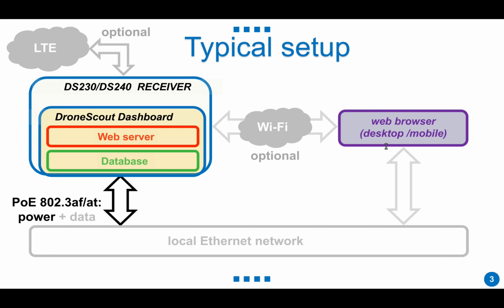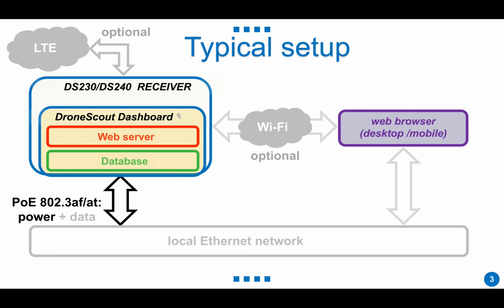What's a typical setup for our remote ID receivers? Here on the left you see the DS230 or 240 receiver. It is connected to a local Ethernet network both for data connectivity but also for power, using power over Ethernet.